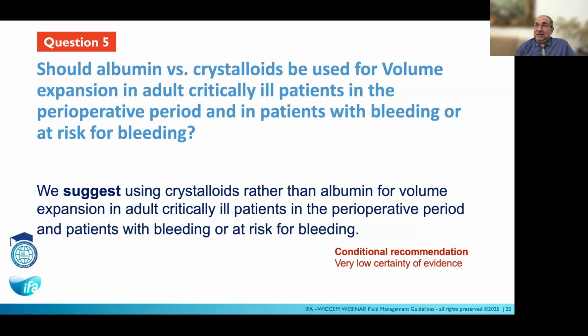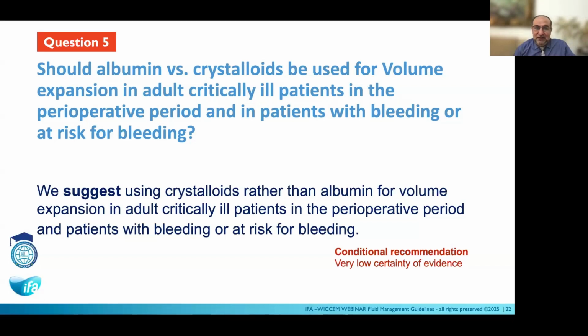Also, on the other hand, colloids are known to cause coagulation defects, particularly starches. Albumin does also, but less so than starch. So both sides, crystalloids and colloids, can potentially cause coagulation problems. So we evaluated this question.